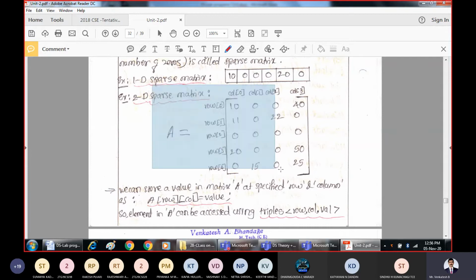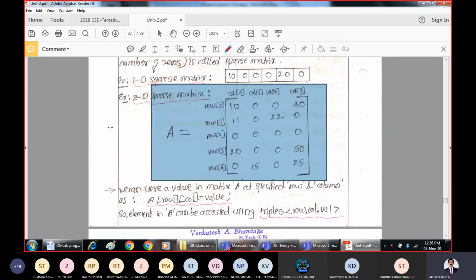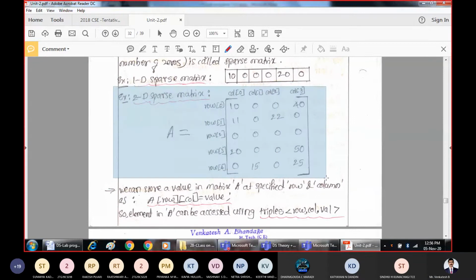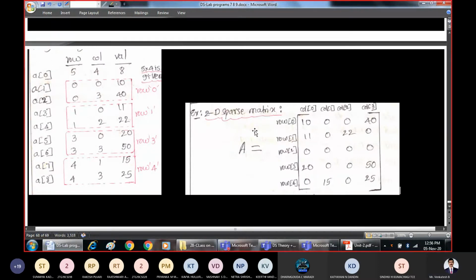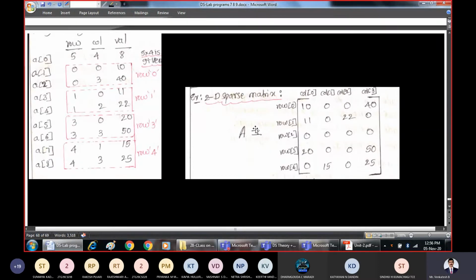Alright, this is our sparse matrix. I'll take it. This is our two-dimensional sparse matrix, and I'll paste it here. Right? So now with these two, what it indicates here is how we are trying to represent the sparse matrix.